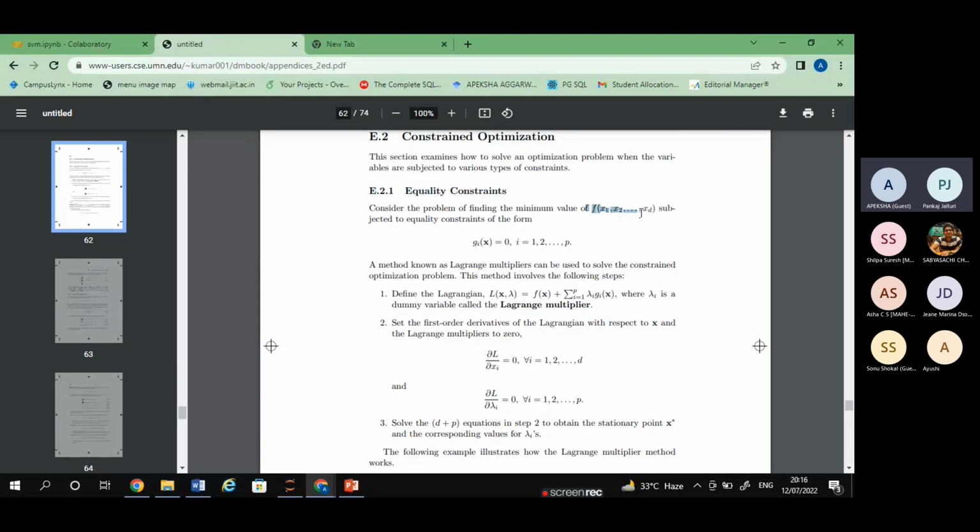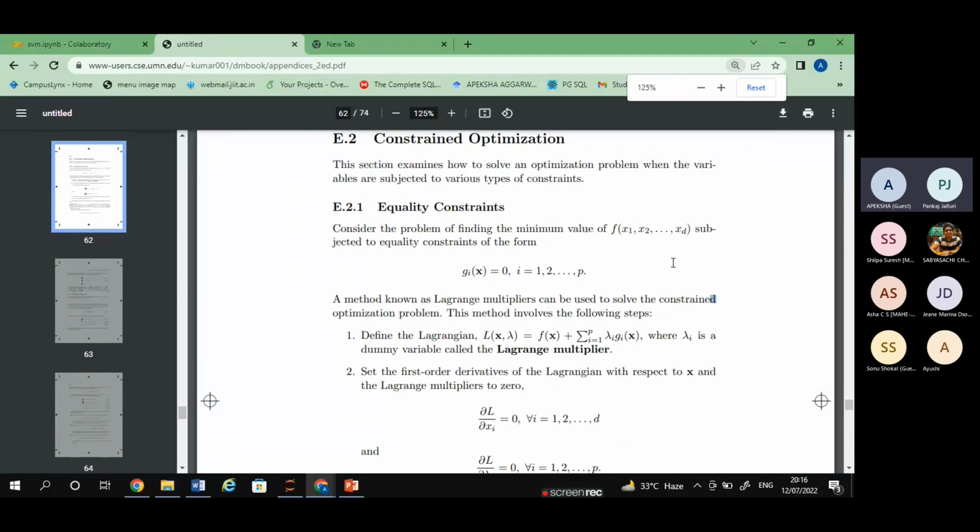Suppose we have a function f(x1). I hope my screen is visible. Yes, the PDF is visible. Okay, yes. So this is the equality constraint. So if you have a function f, okay, and the constraint is this one. So this was a function. I have shown you a parabola. Suppose this is a parabola, a function of a parabola, maybe a circle or something.